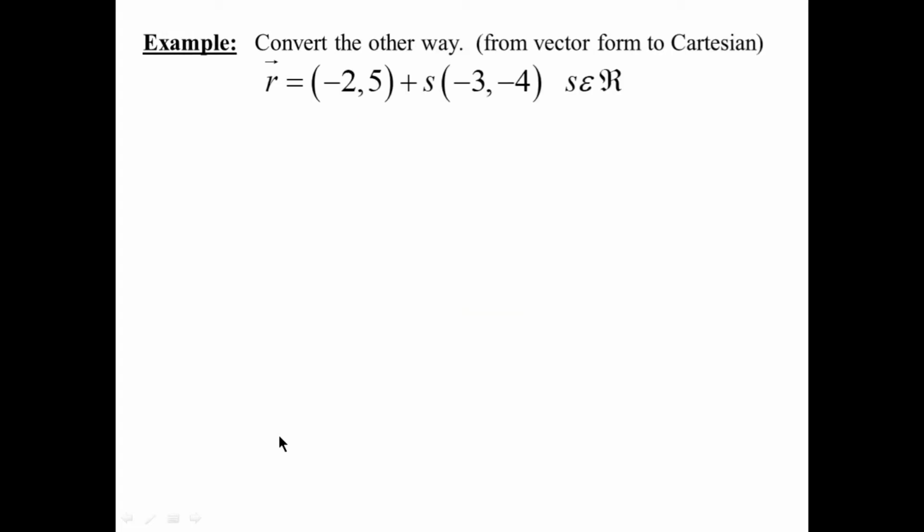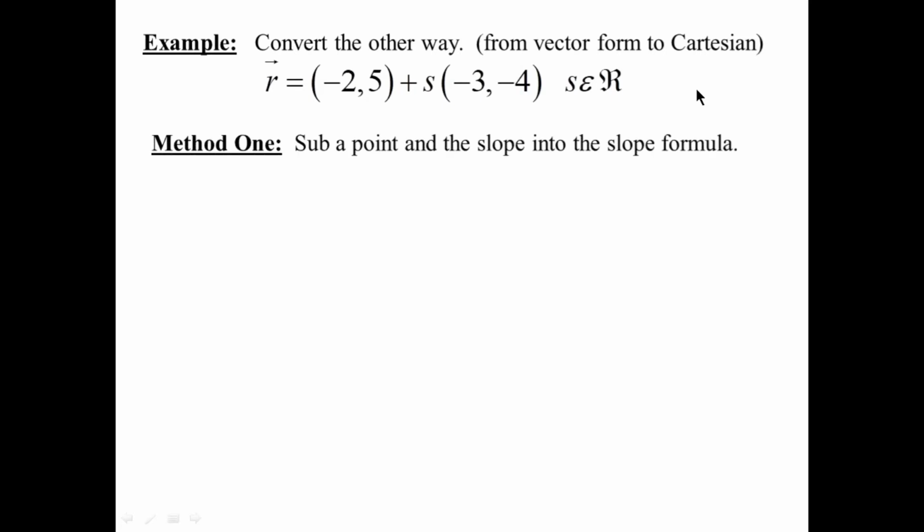Let's convert the other way. So I'm going to give you a line in vector form, and let's turn it into Cartesian. Okay? Method 1, sub a point and the slope into the slope formula. Now you might have forgotten the slope formula. Let's take a look. A point is easy to find.